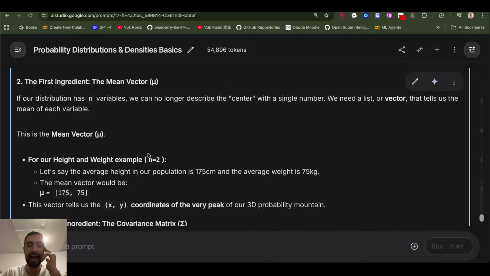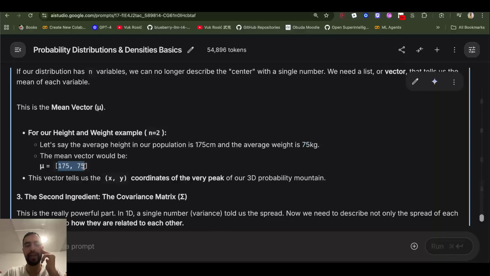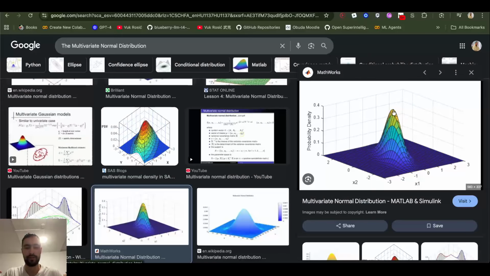For our height and weight example, let's say the average height is 175 centimeters and the average weight is 75 kilograms, so the mean would be a vector with those two values. These are the coordinates where we can find the peak of the 3D mountain here. The highest, most amount of people is at this peak. The probability of a human being this height and weight is highest.